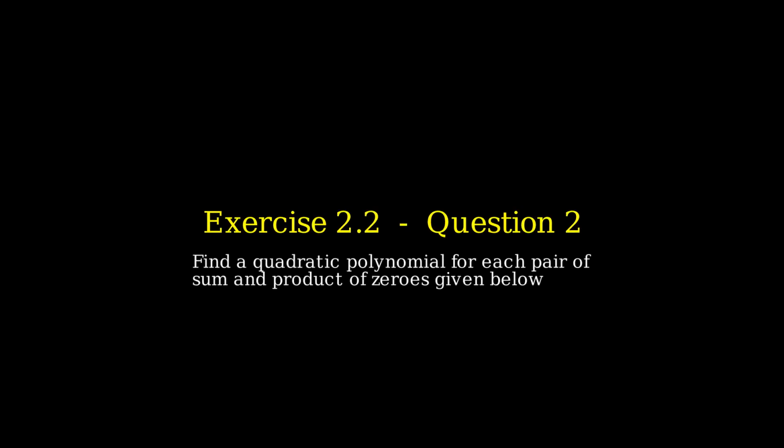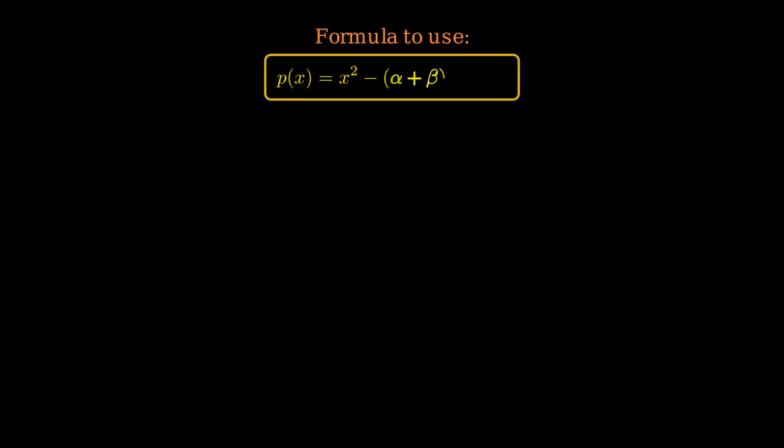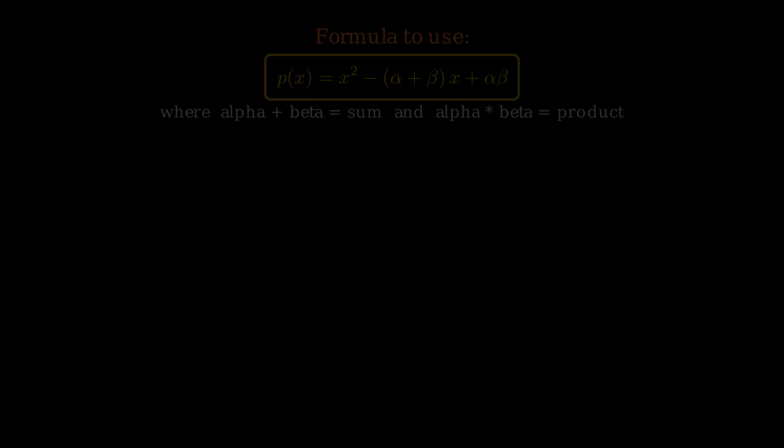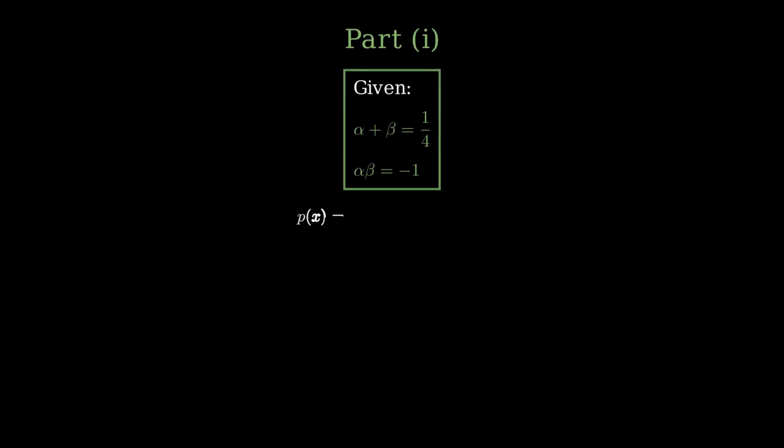Exercise 2.2, Question 2. Find a quadratic polynomial for each given pair of sum and product of zeros. The formula to use throughout this question is P of x equals x squared minus the sum of zeros times x, plus the product of zeros. This comes from the factored form and the coefficient relationships we studied. We simply substitute the given sum as s and the given product as p into x squared minus sx plus p.